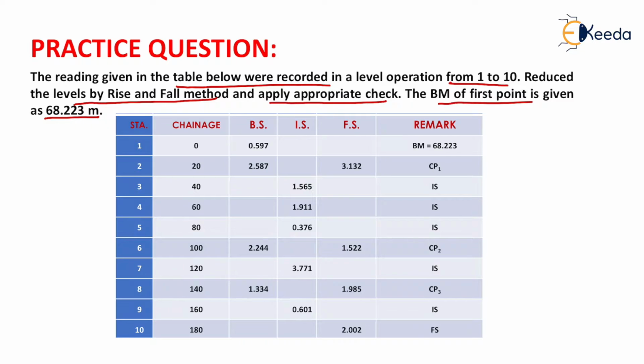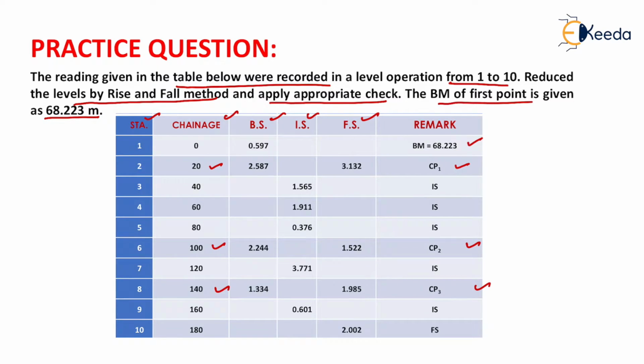Now in this table, station, chainage, backside reading, intermediate side reading, and foresight reading are given. At chainage of 0 meter there will be a benchmark whose RL is 68.223 meter. At chainage of 20 meter there will be the first change point, that is CP1. At chainage of 100 meter there will be the second change point, that is CP2. At chainage of 140 meter there will be the third change point, that is CP3.